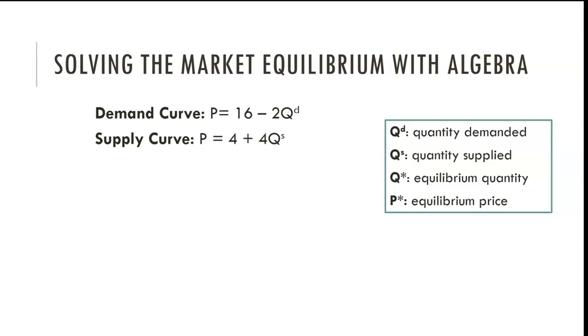We also have a supply curve equation. Price is equal to 4 plus 4QS, or quantity supplied. Notice that it's positive here, plus 4Q. That's because the supply curve is upward sloping.